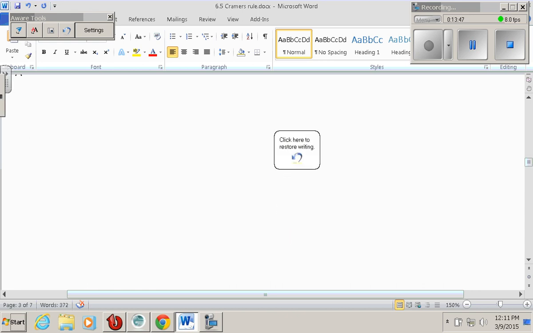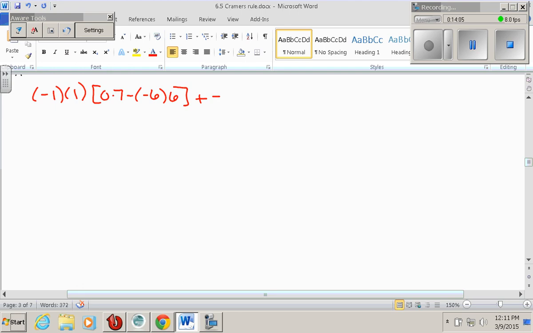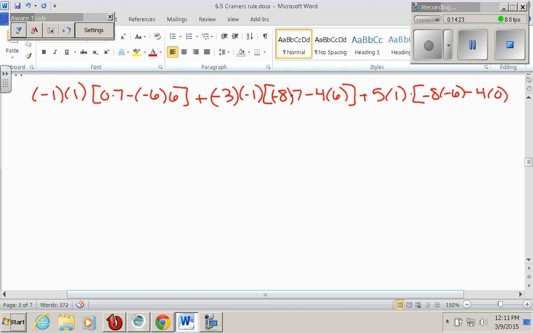So where we left off, when we do this math out, we have -1 times -1 to the 4th power, so it's -1 times 1. And then the determinant, 0 times 7 minus -6 times 6, plus -3 times -1, -8 times 7 minus 4 times 6, plus 5 times 1 times -8 times -6 minus 4 times 0.